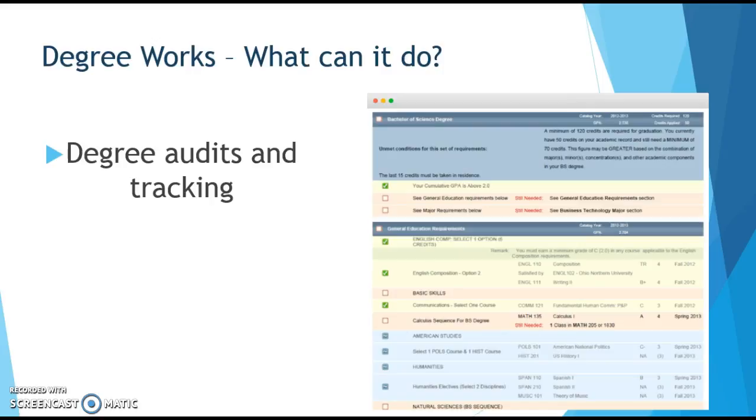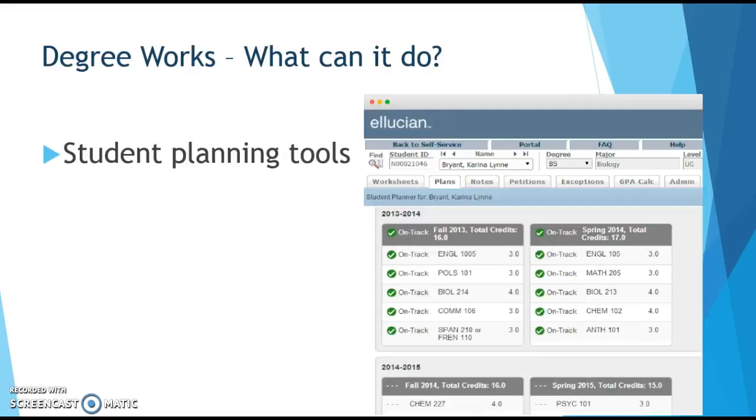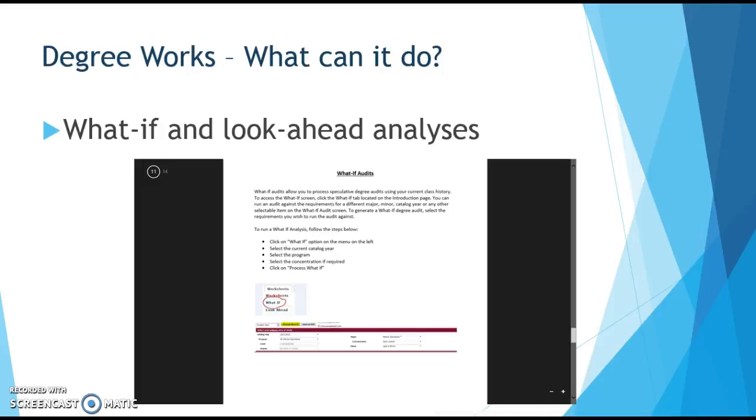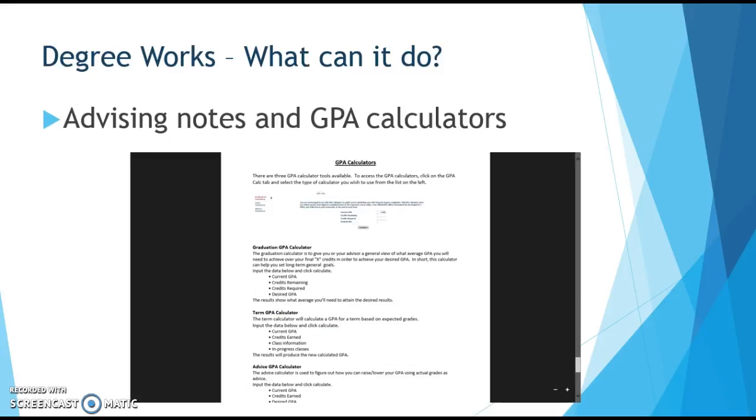So it does degree auditing and tracking, so you can see it lists very clearly what classes you've taken, what classes you have not taken, and you can see everything that you still need to complete. Student planning, see what you can take in the following semesters to keep you on track. What if? So this can be something like, what if you change your major to mechanical engineering from electrical engineering? It'll show you the little differences that you have to do in your program now. Advising notes you can put in. You can also calculate your GPA depending on how many credits you're taking that semester.